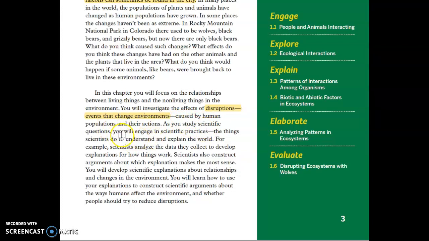As we study scientific questions, you'll engage in scientific practices, the things that scientists do to explain the world. We'll be doing a lot of these scientific practices this semester. For example, scientists analyze the data they collect to develop explanations for how things work. Scientists also construct arguments about which explanation makes the most sense. You will develop scientific explanations about relationships and changes in the environment. You will learn how to use your explanations to construct scientific arguments about the ways humans affect the environment and whether people should try to reduce disruptions.